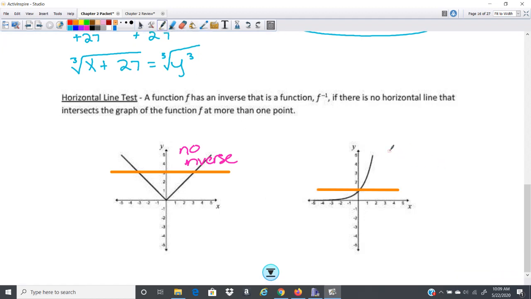And when something has an inverse, we say that that function is one to 1.